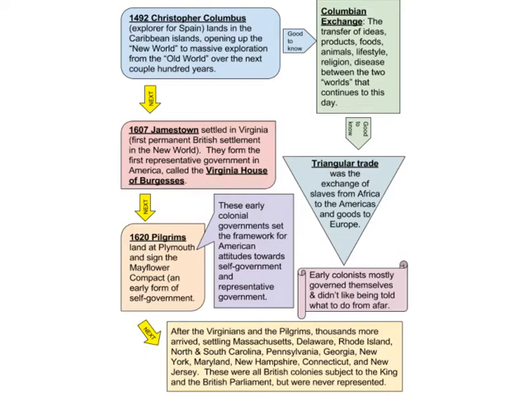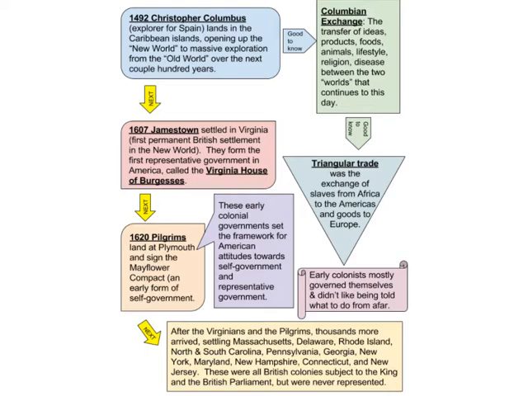The Mayflower Compact is an early form of self-government. By the way, all of these early forms of self-government, the Mayflower Compact, the Virginia House of Burgesses, any number of these initial early colonial governments, what we've noticed on the test is that they set the framework for American attitudes, and we're going to see that represented on questions on the test.